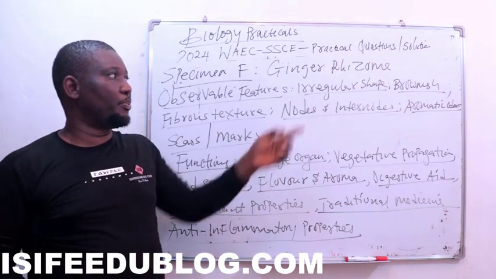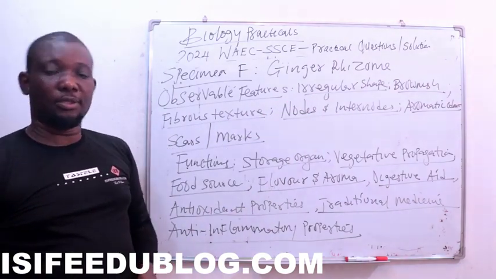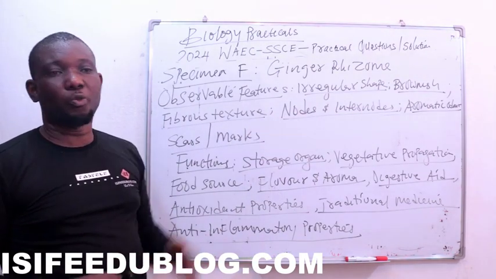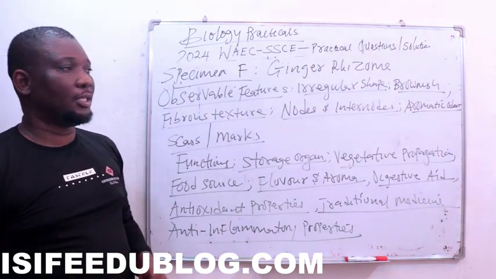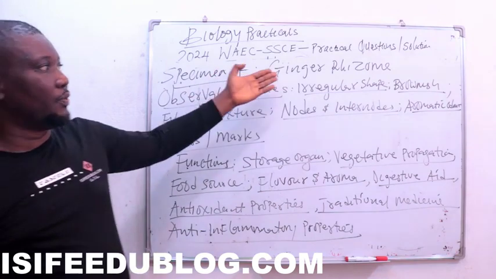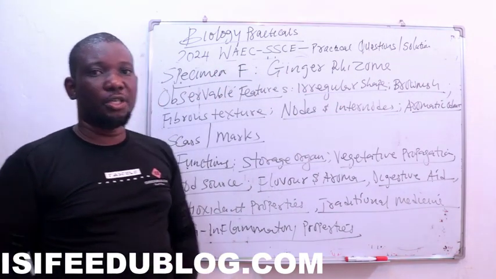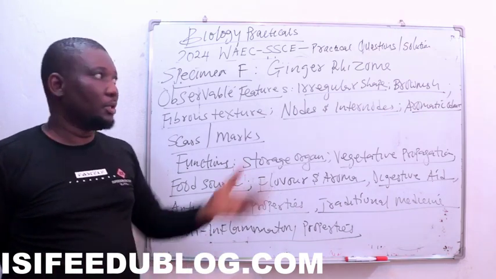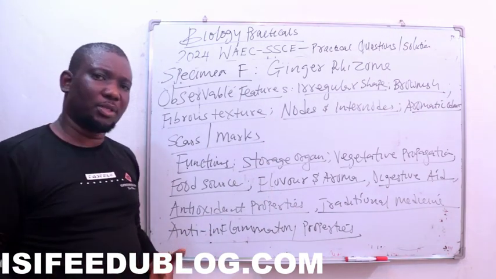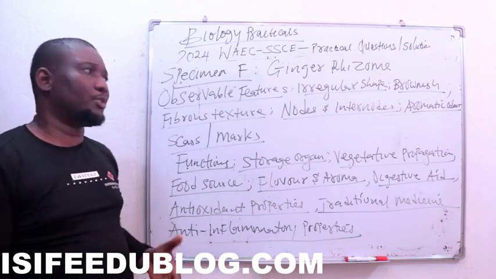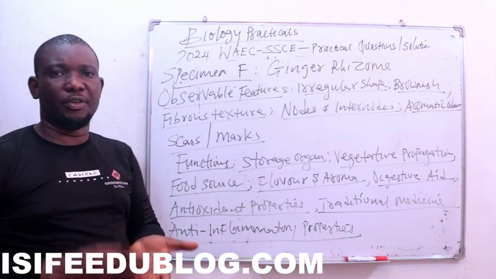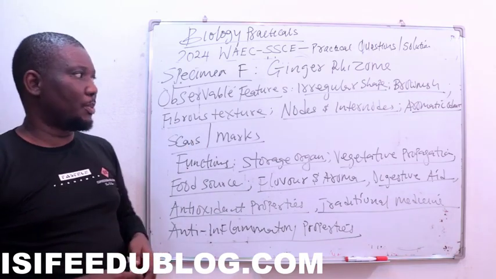You observe that the shape is irregular. You see the nodes and the internodes here and there. That's what makes the shape irregular. And what is the color? The color of this ginger rhizome is brownish. This is what you see. If you see any other color, you specify it. Now, you have the fibrous texture. You have a very rough, fibrous surface.